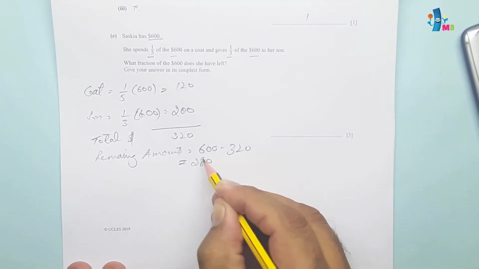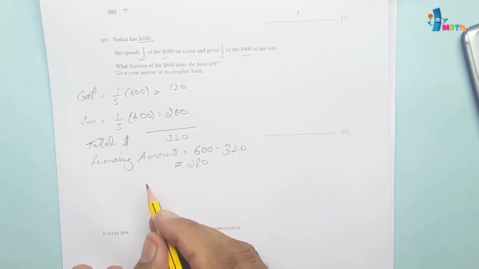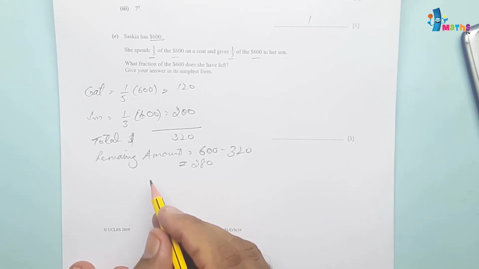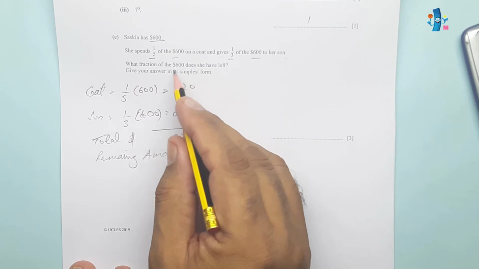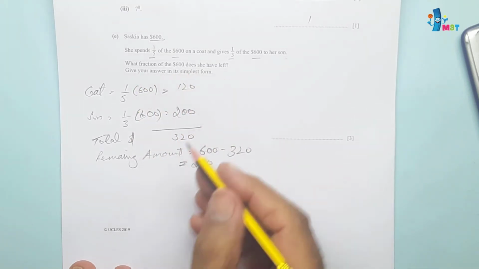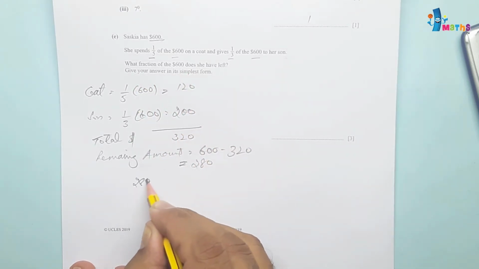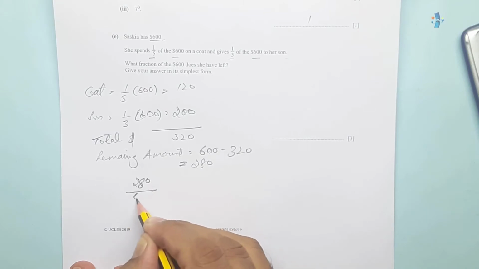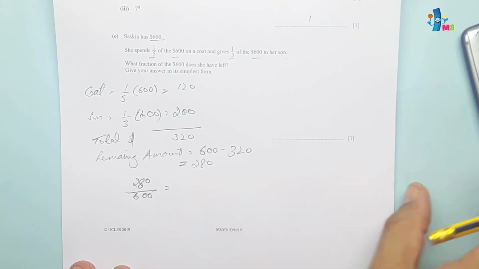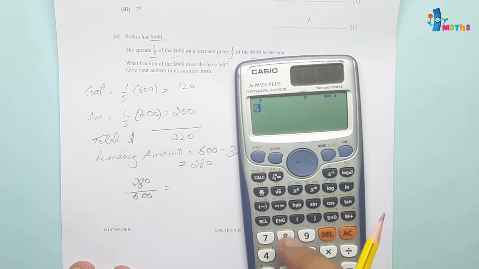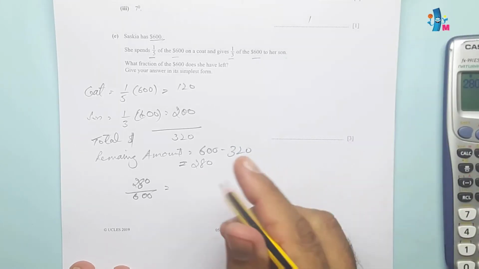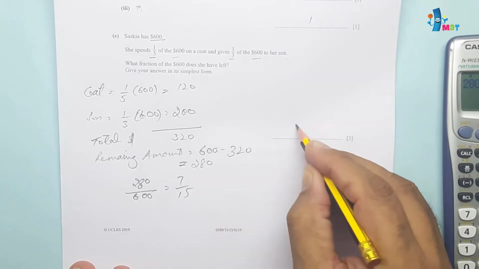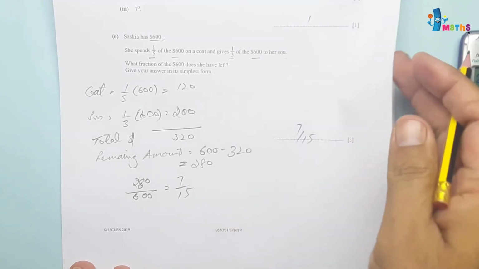So $280 are remaining, and give your answer in simplest form. We have to check the fraction of 600 that she has left. So 280 over 600 will be equal to, we can divide it, 7 over 15. So we can write the answer as 7 over 15.